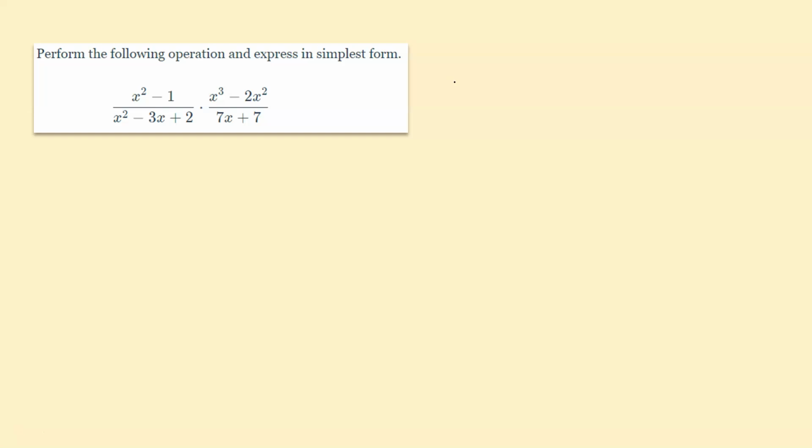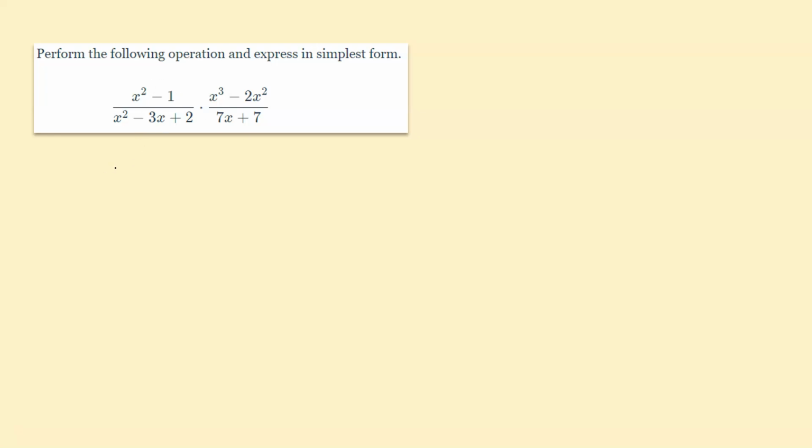So what I would recommend doing is factoring now, and that is what I'm going to do. I'm going to factor now, and then we combine everything, cancel everything out, and then we can start multiplying. That way, when we're done multiplying, it'll already be in simplest form. That makes it a little easier for us. So we're going to go ahead and start factoring.